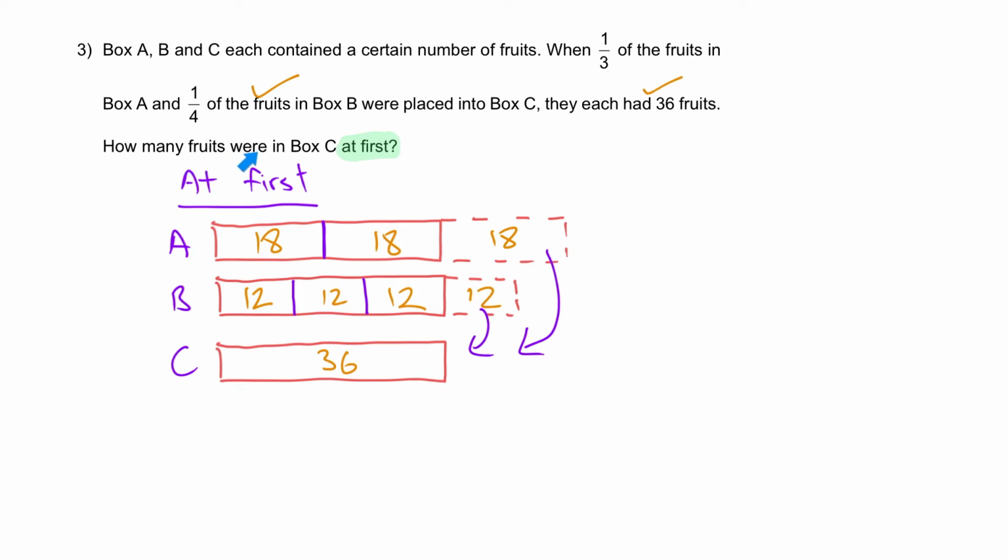Therefore, how many fruits were in box C at first? I think from here, it is quite straightforward to see the answer, isn't it? You just need to take 36 minus 12 minus 18. We're going to return the 12 back to B, return the 18 back to A. However, we need to write some workings, isn't it?